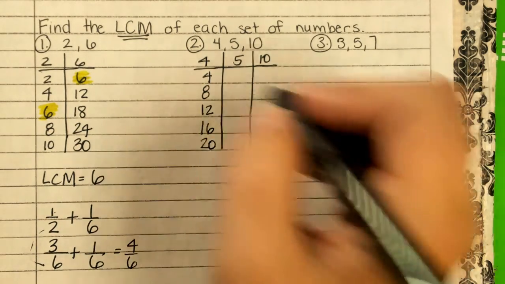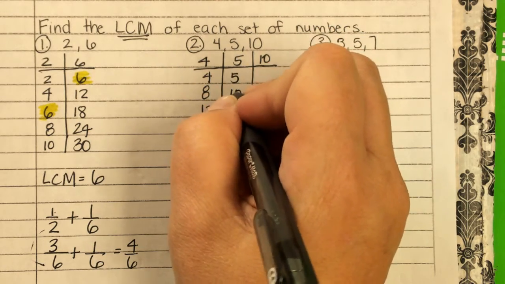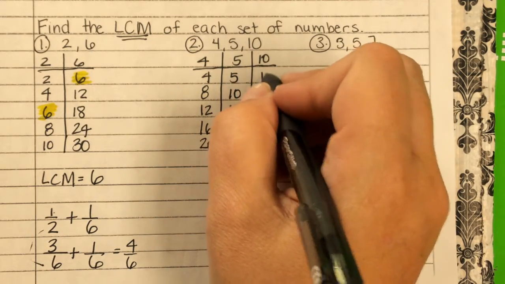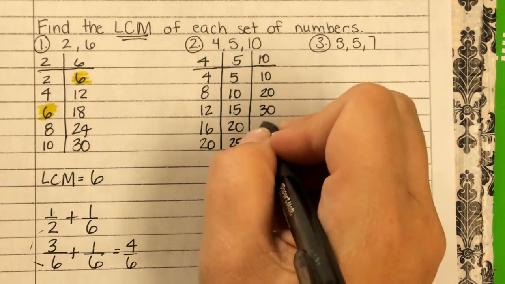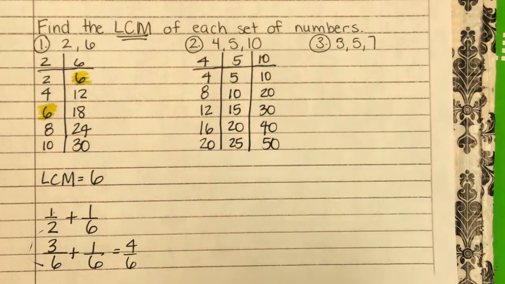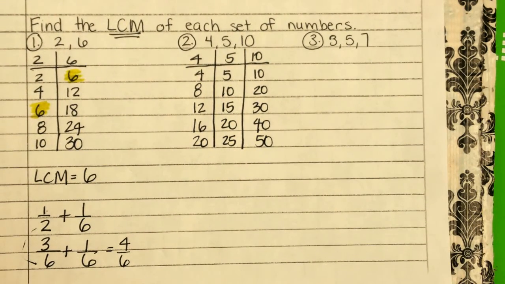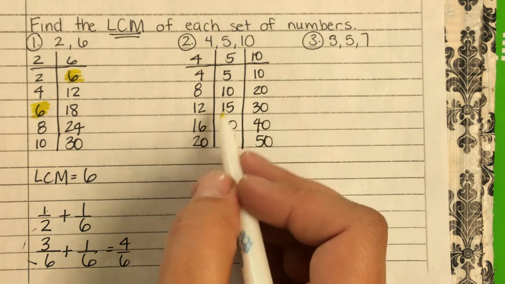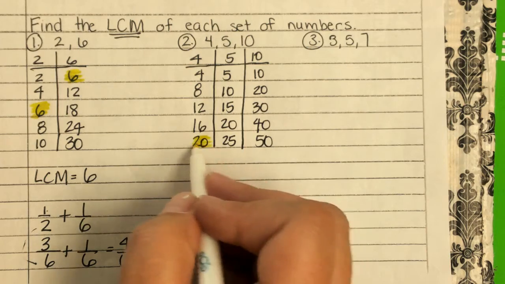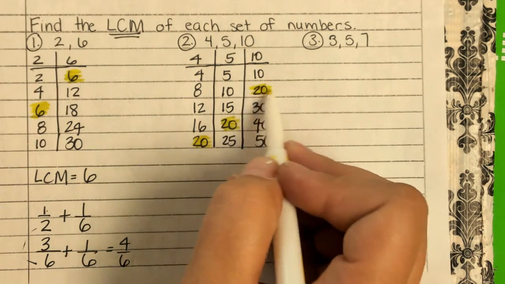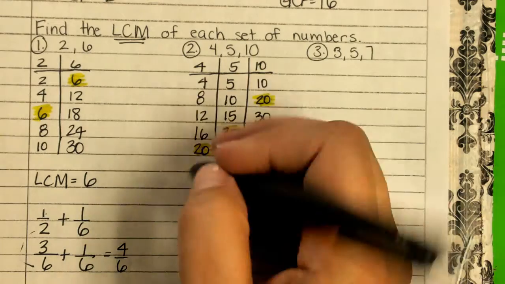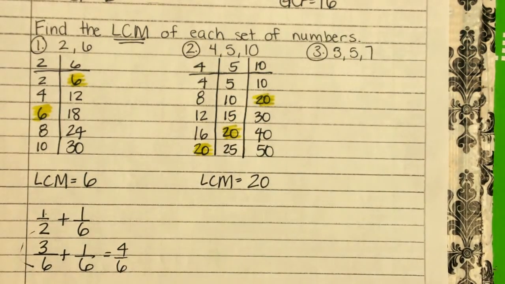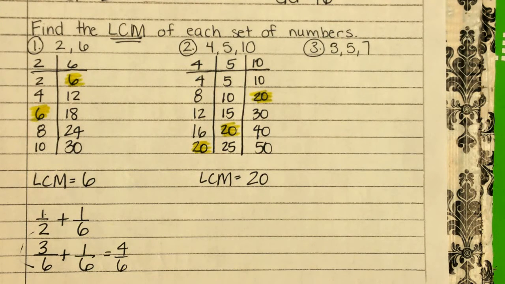Again, let's do the first 5. 5, 10, 15, 20, 25. 10, 20, 30, 40, 50. Okay, you should have heard a number over and over. What'd you hear? 20. So look, what's the smallest one that they have in all 3 columns? 20. So that means my least common multiple is equal to 20. Meaning that's the smallest number that all 3 of them have in common.